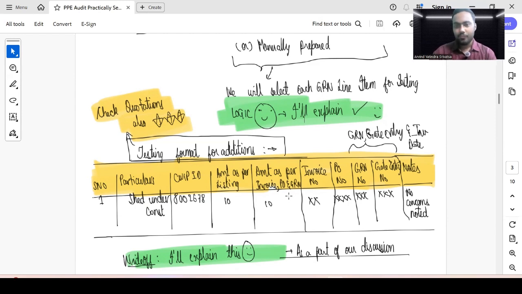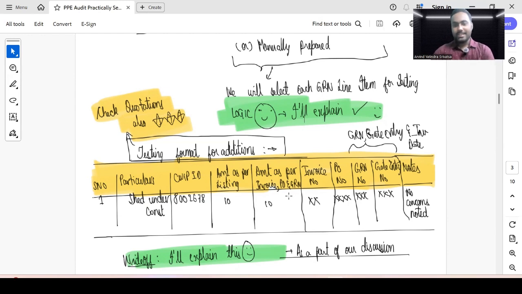And similarly, we also need to check the gate entry number, the GRN number, and the invoice number and the invoice date to see that it is tying out to the date on which the item entered the CWIP listing. And if there are no differences, we have no concerns over the same, and we are good to proceed to the next step. I hope you understood this, guys.